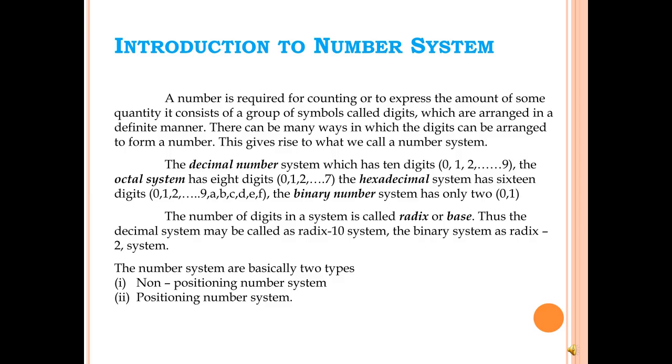Now, the number of digits in the number system is known as the radix or base. Whatever digits you see in a number system, we call it a radix or a base. Thus, the decimal system may be called a radix 10 system, and the binary system a radix 2 system. Now, number systems are basically of two types. One is called the non-positional number system and another is called the positional number system. So let's discuss further on this.